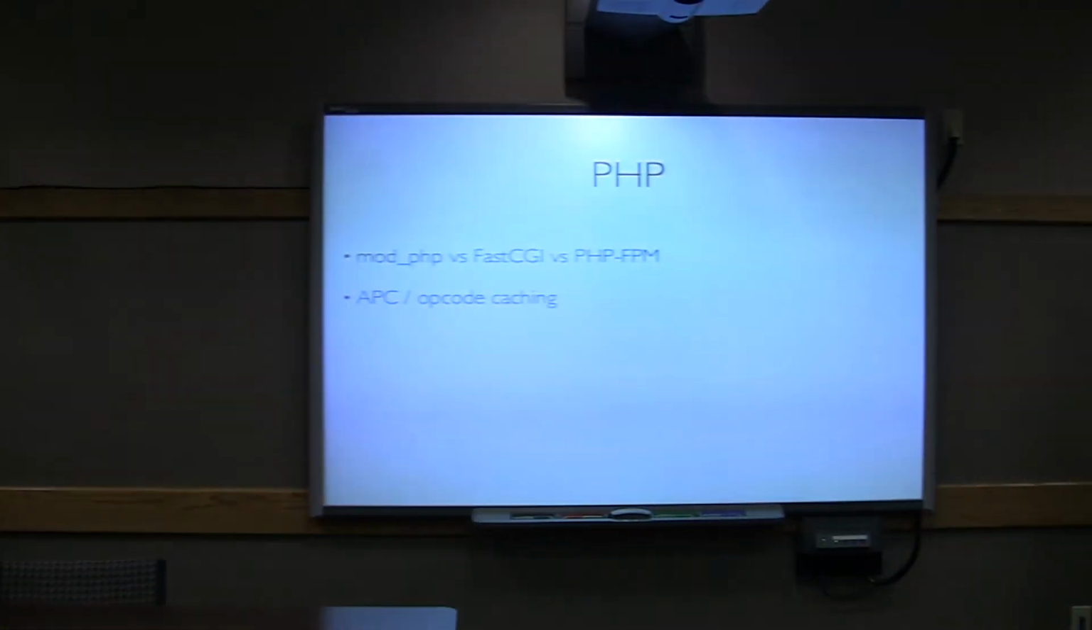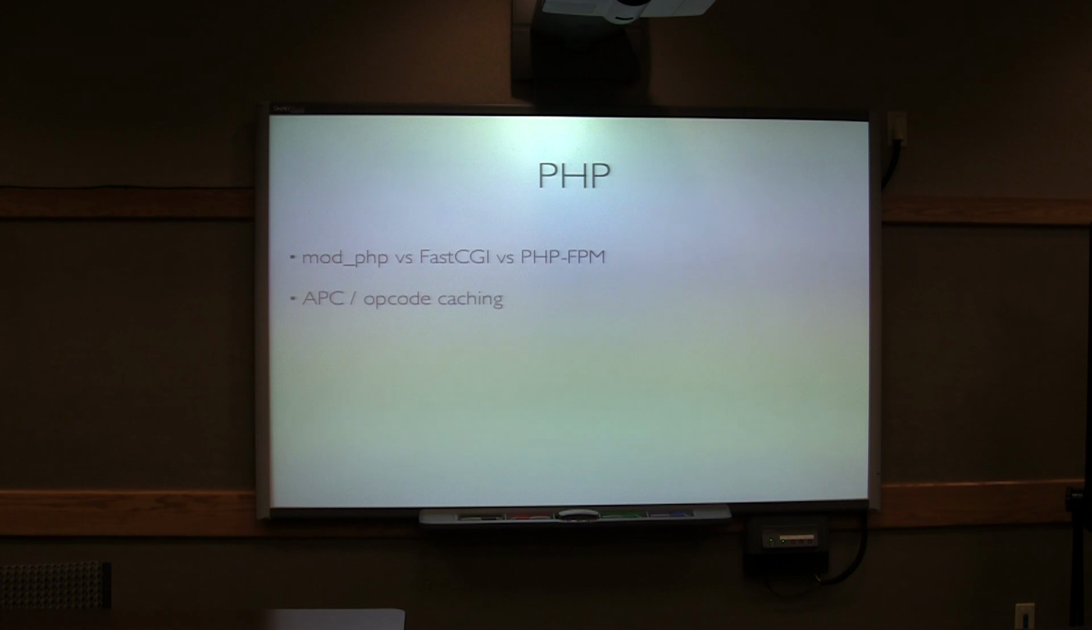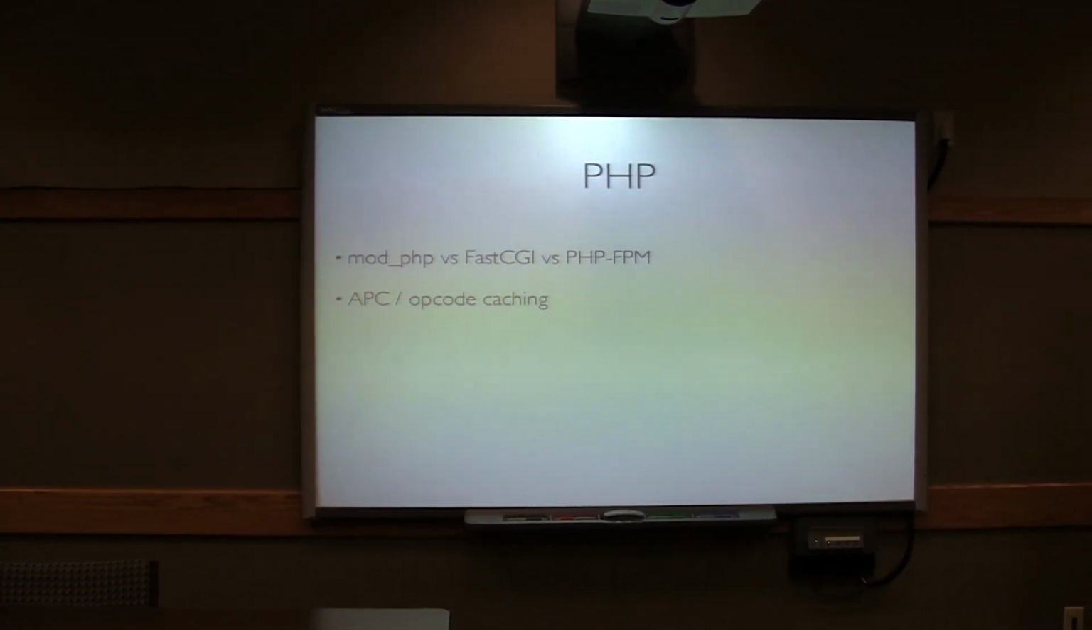APC and some sort of opcode caching. This is really important, and this comes down to a fundamental way PHP runs. If you're not already aware of this, a regular PHP web server is going to be stateless, so every time you execute your code, it is recompiling, re-executing, and re-evaluating that code. And that is slow, that's really slow. So you really need some sort of opcode caching or bytecode caching, which is going to take that compiled code and save it and then reuse it. APC is pretty much the standard now.